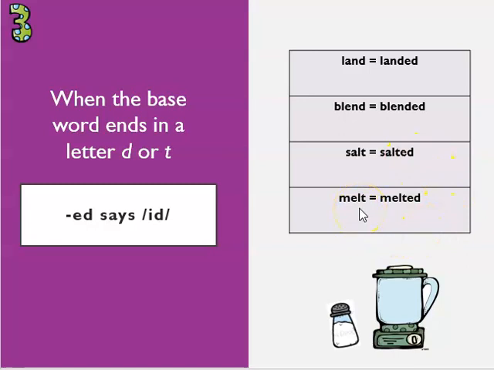Again, let's look at melt. Does the base word end in the letter D or T? Sure does. When I add the letters ED, it's going to be pronounced id, so it turns into melted.